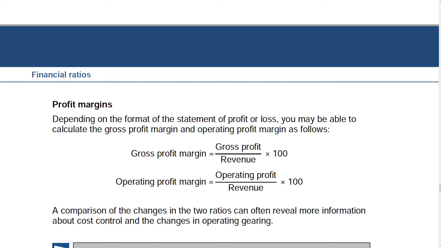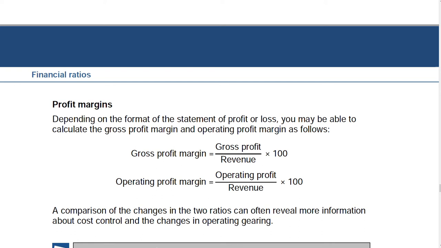What will the changes in this ratio tell you? It will tell you about their cost control and the changes in operating gearing. What is operating gearing? In some time we'll disclose what operating gearing is. Cost control: how much you're controlling your cost will tell you.